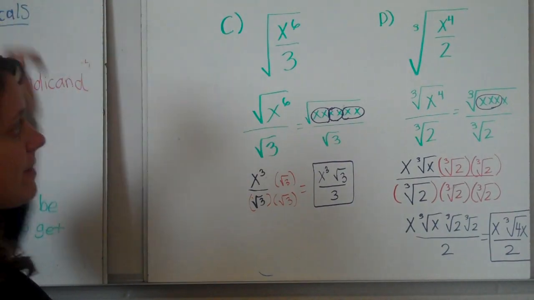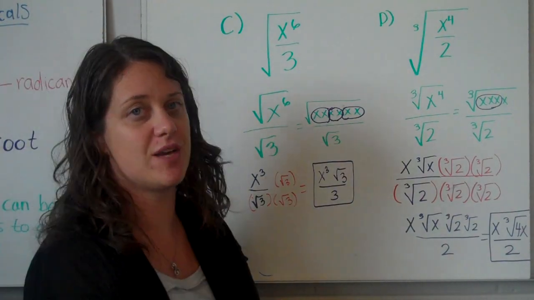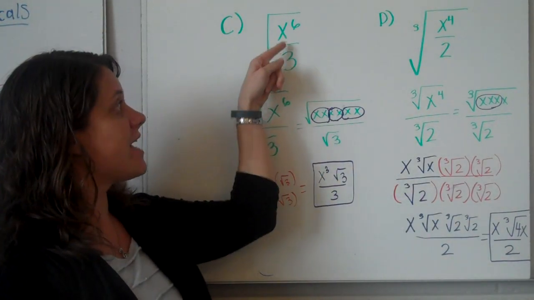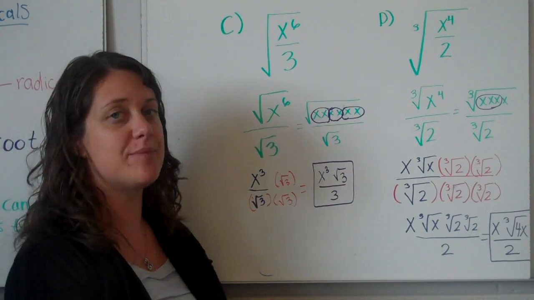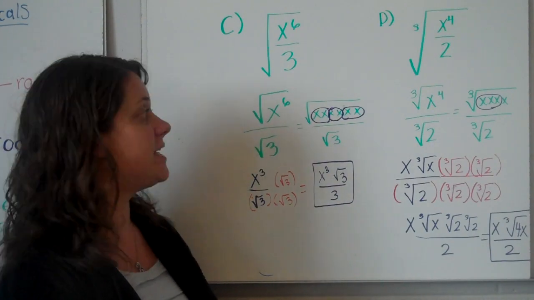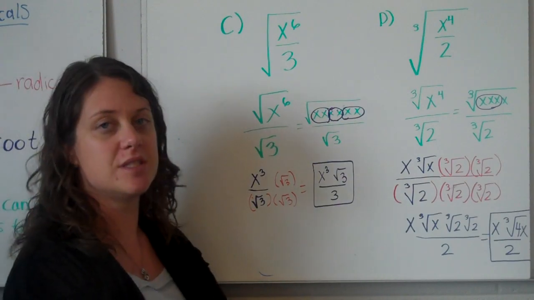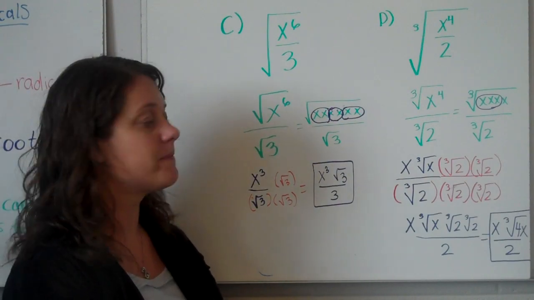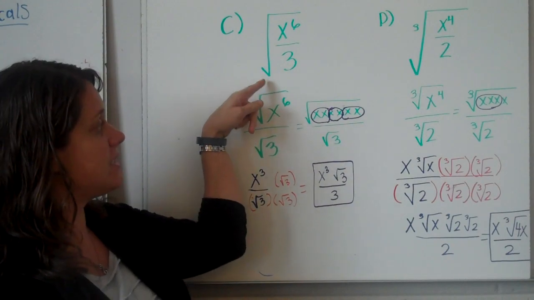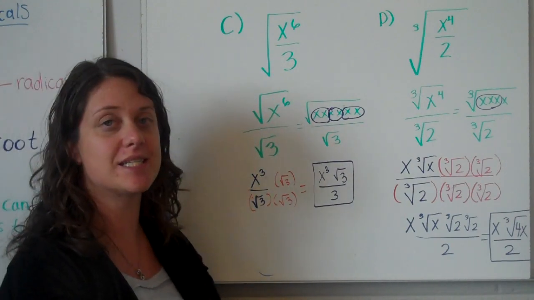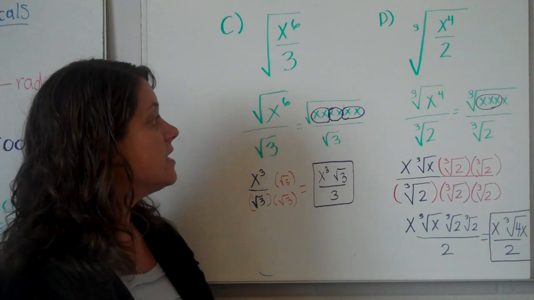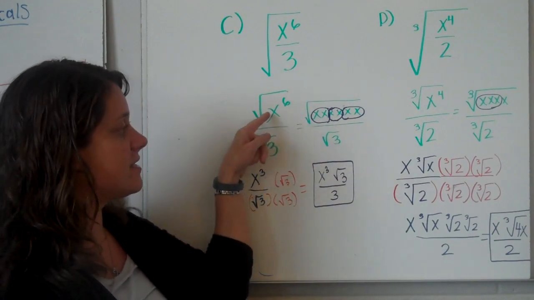Now we're going to talk about quotients, so simplifying when I have a quotient. I have x to the 6th over 3 in example C. In example C, I'm going to split it up into 2 different square roots. These are square roots. If I don't see an index, that indicates that it's an index of 2, or a square root. So first I can simplify the x to the 6th.